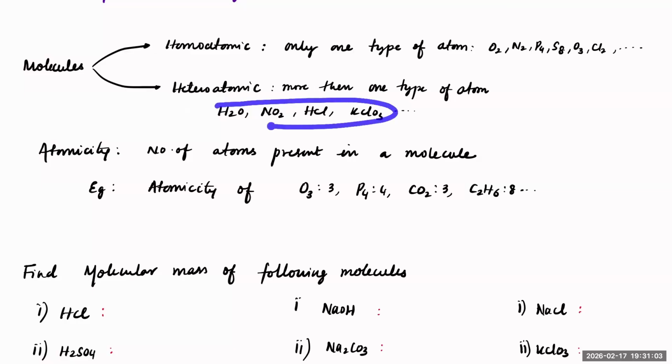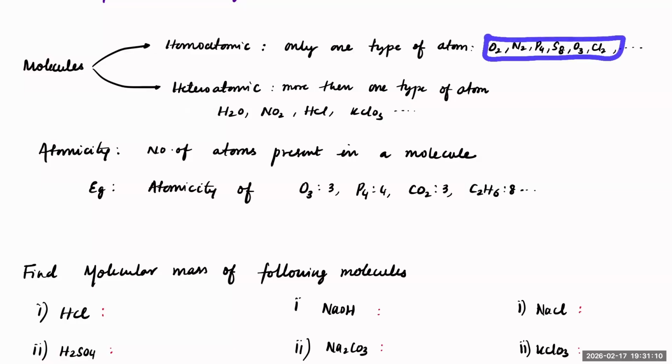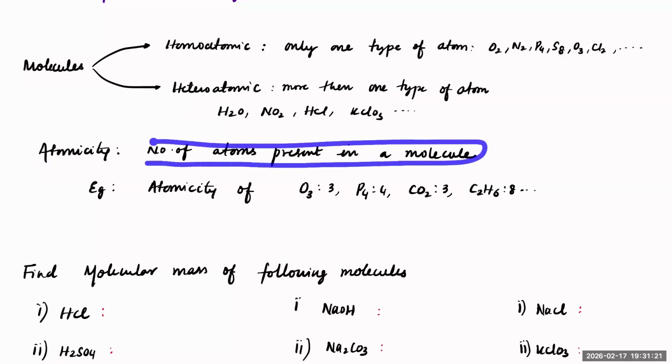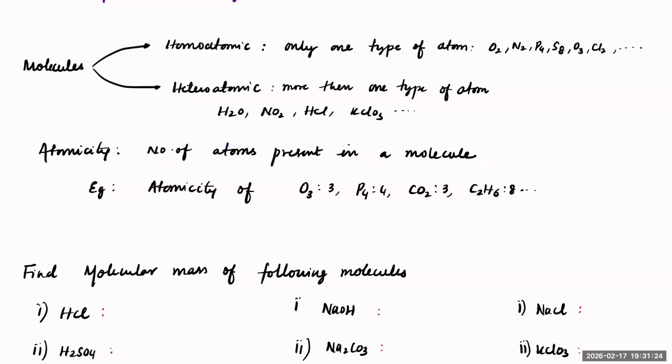Usually, these are also called compounds. While these are specifically called molecules only and not compounds. Compounds should always have mixed types of atoms. And the next important term is atomicity, which means the number of atoms present in a molecule. Now, the atomicity of O3 is 3, P4 is 4, carbon dioxide is 3, C2H6 is 8. That is the total number of atoms present in one molecule. That represents the atomicity.